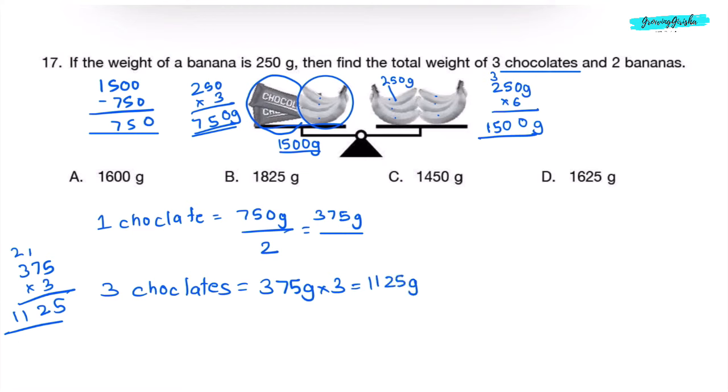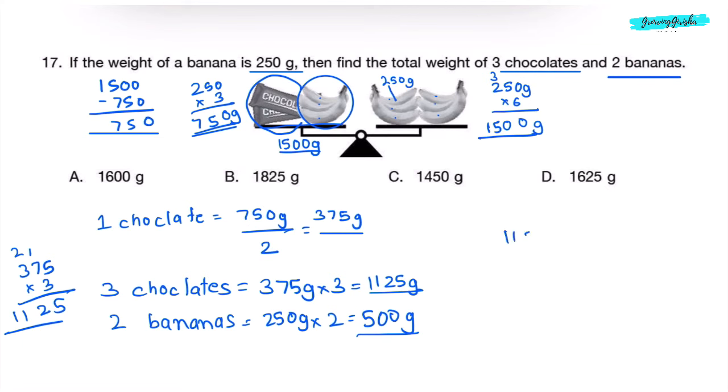1125 grams. And cost of 2 bananas, cost of 1 banana is 250 gram. Cost of 2 bananas will be 250 grams into 2, that is 500 grams. And so the total weight of the chocolates and bananas is equal to 1625 grams. Correct answer is option D.